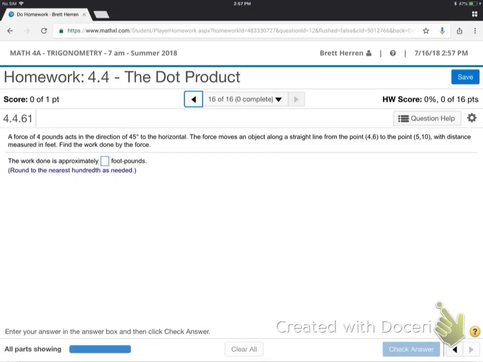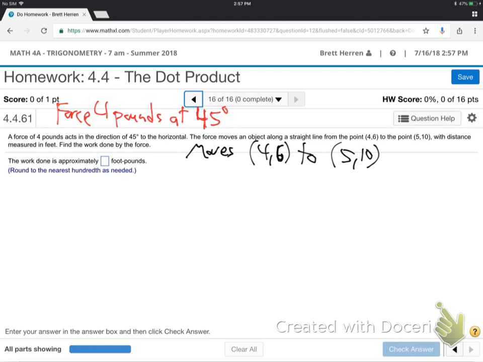Okay. A force of 4 pounds acts in the direction 45 degrees to the horizontal. So they're giving you the angle thing. Remember what we do with that? Let me write the key facts up there for you. So force, 4 pounds at 45 degrees. And then the thing moves from 4, 6 to 5, 10. So you've got the information you need for a force vector in terms of an angle and a movement vector in terms of 2 points. So do both things we've learned and then do the dot product. Find the force vector, find the movement vector, and dot them.